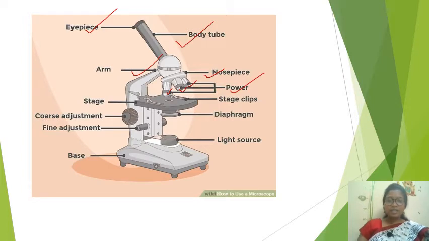Then this is the stage, and these are the stage clips, where you can see two clips are given here. So if you put a slide over here to observe certain specimens, you have to fix the stage clips. This is the diaphragm, and you can see this is stage. This is the coarse adjustment. So when you want to observe certain slides, you have to rotate it. And this is for fine adjustment.